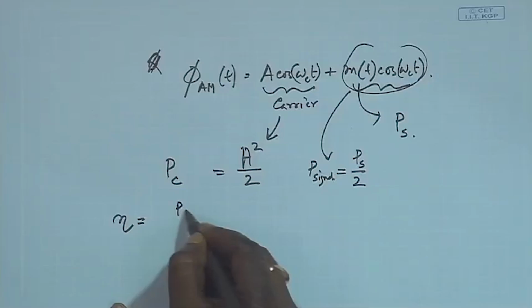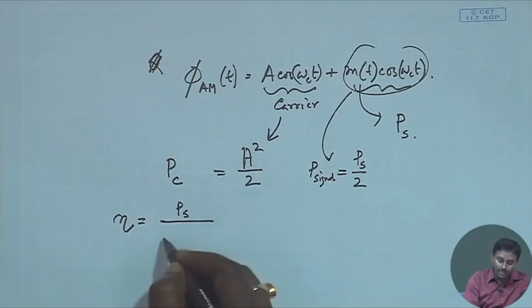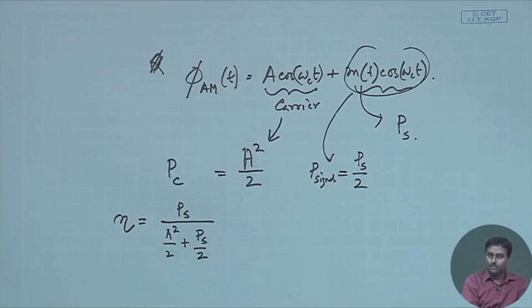If I was not employing any carrier modulation, I could have transmitted this in the baseband. So, m(t) was getting transmitted, and the corresponding signal power was PS. This is what I wish to transmit, whereas due to this modulation I am transmitting a little bit more. I should have transmitted PS, but right now I am transmitting A square by 2 plus PS by 2.